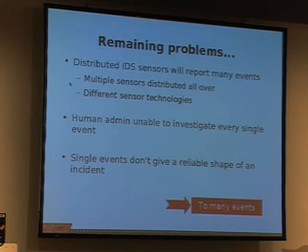And further, a single event doesn't really give you the shape of an incident, where most of the time different IDS sensors will fire. So the remaining problem is that we simply have too many events. So why not use them, correlating them to find out what really happened?